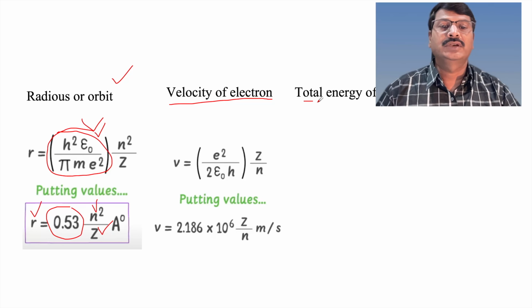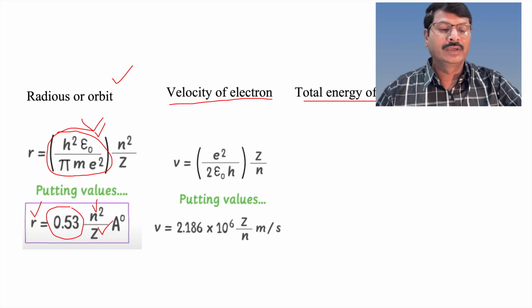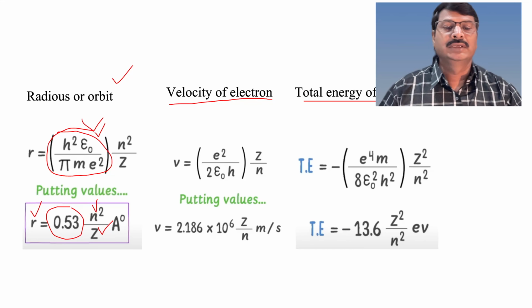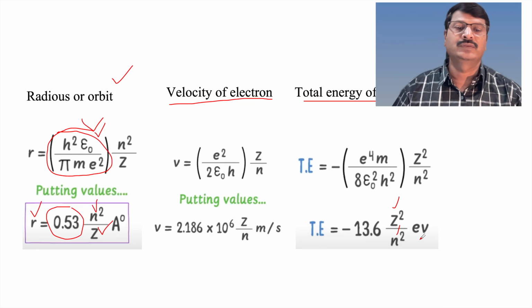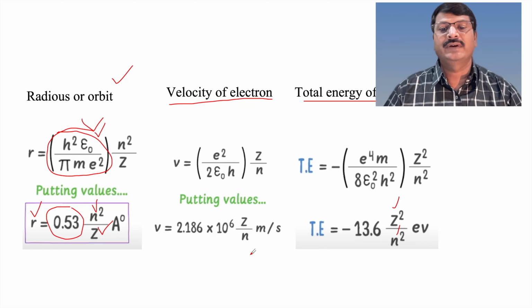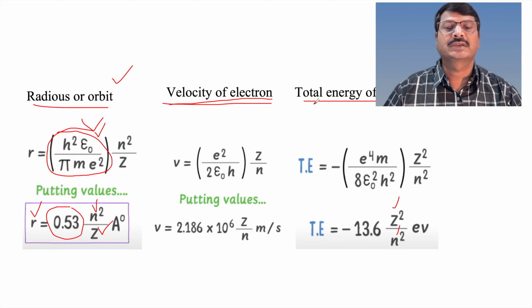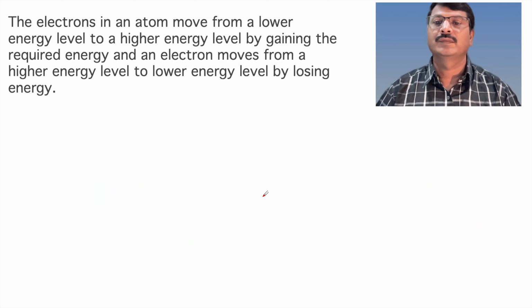Similarly, you can find out the total energy of the electron also. To find out the total energy, you use the formula minus 13.6 into Z square by n square electron volts. Z is the atomic number, n is the principal quantum number. So by using these three formulas, you can find out the radius of the orbit, velocity of electron and total energy of electron.